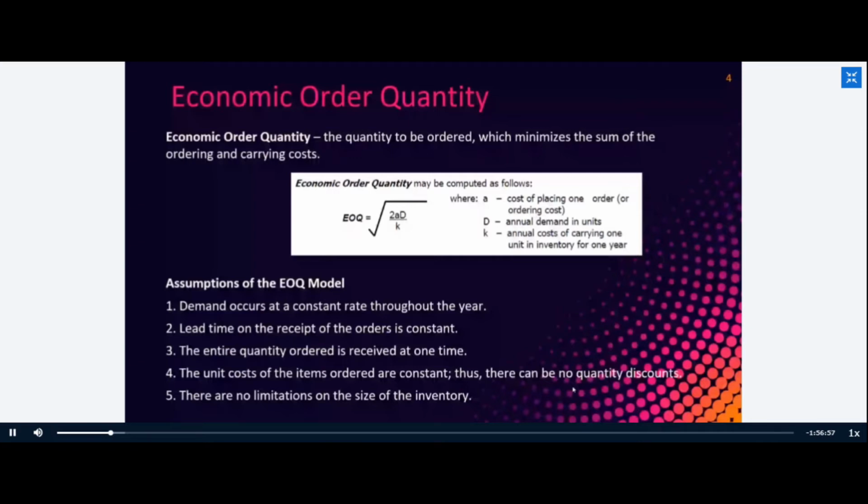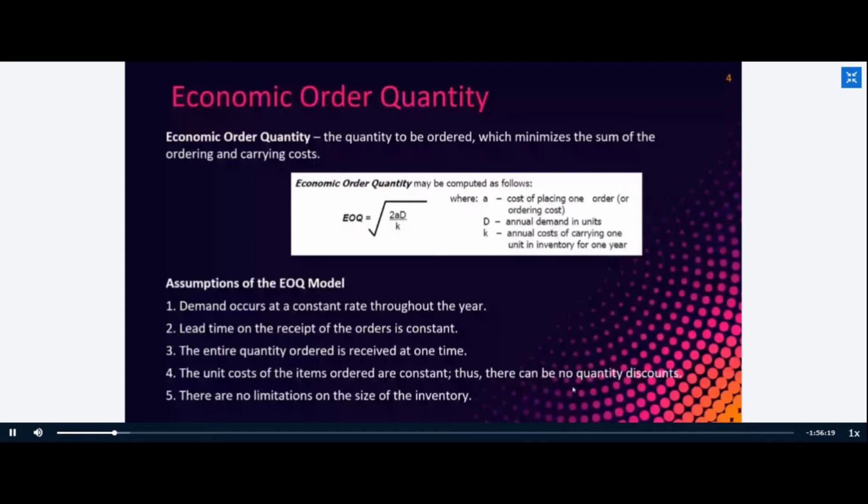Number one, demand occurs at a constant rate throughout the year. Meaning, our demand is not erratic. What this is telling us is if it's 1 million, it will be 1 million throughout the year. Number two, lead time on the receipt of the orders is constant. When we say lead time, basically this is your waiting time, from when you placed your order to when it is received. Later on, we'll apply this concept as well.